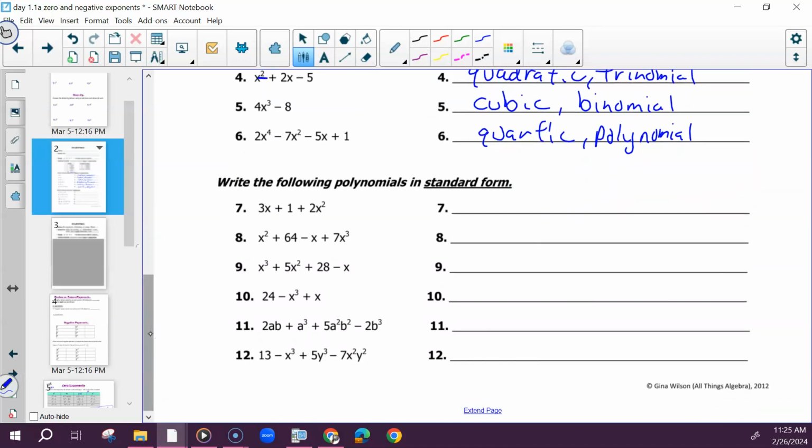Now we're going to try to write these in standard form. We're also going to practice some of the degree and number of terms as well. So when we do this in standard form, we're looking for ABC order first, and then highest exponent. So in number 7, they're all x's except for the 1. So the ABC order doesn't matter. Highest exponent would be the 2x squared. And then we go down in decreasing exponent order. So then 3x, and then 1.